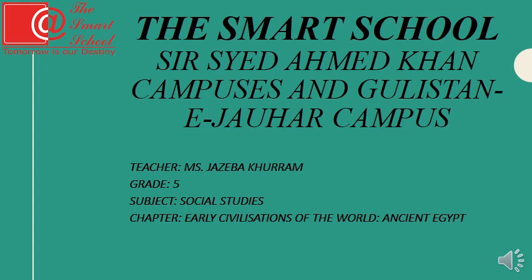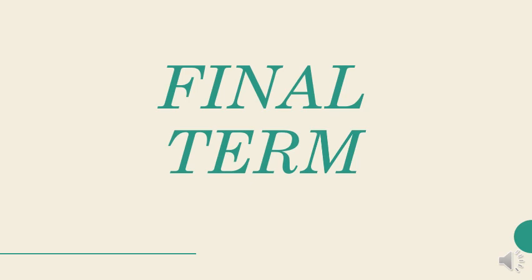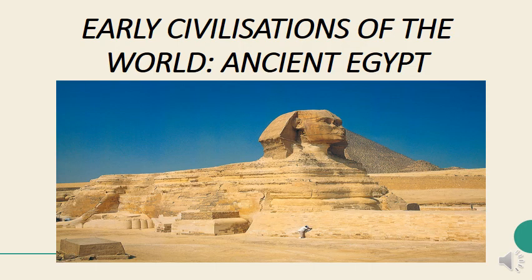So I want you all to take out your social studies copies and sharpen your pencils to start off our work. You know that this is the first chapter that you are going to do in your copy. So before that, you need to make your final term page. After making your final term page, we will make our title page, where you will write the name of the chapter, Early Civilizations of the World, Ancient Egypt, and you will draw any good image of your choice. I like this image, that's why I attach it over here.